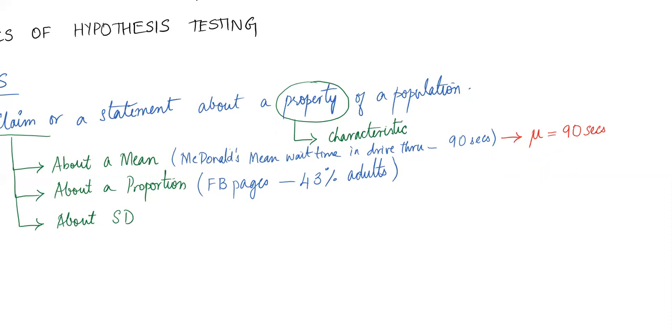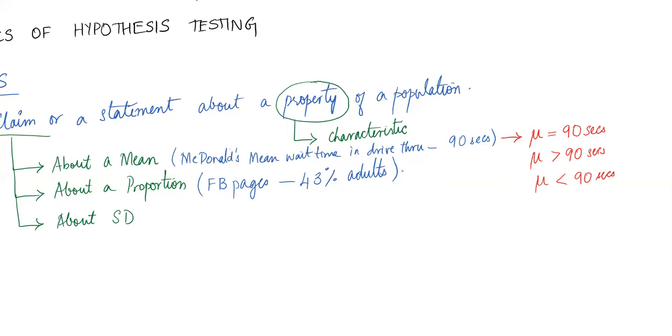Okay. Now, if I said the mean wait time is more than 90 seconds, then that would change the equality to an inequality, and it says, oh, the mean wait time, the population mean, right, is more than 90 seconds. If I say the mean wait time in McDonald's drive-through is less than 90 seconds, then I put that all in mathematical terms or statistical terms, right?